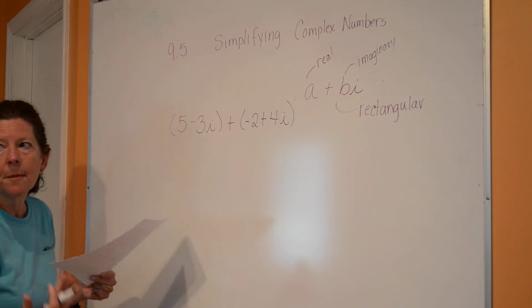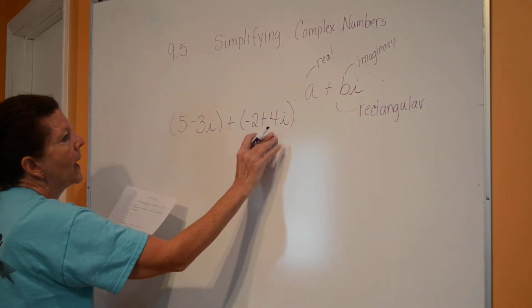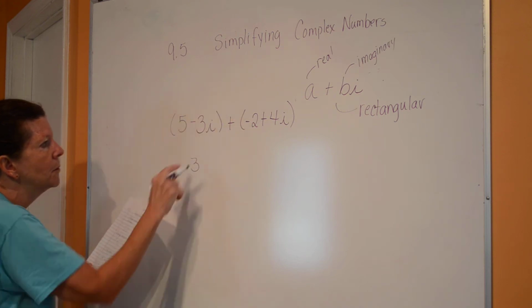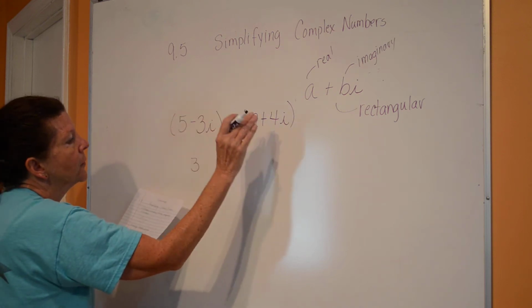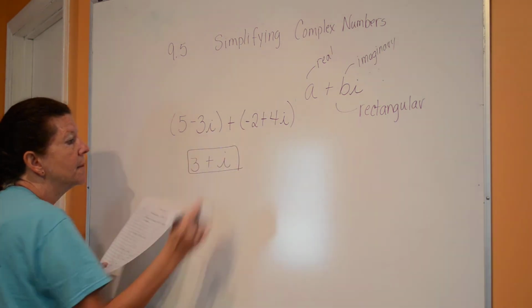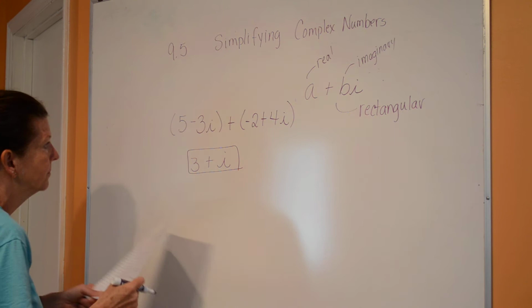Okay, what I'm doing is I'm adding the real parts together and I'm adding the imaginary parts together. So I have 5 plus -2, which is a 3, and -3i and 4i is going to give me just an i. So that's going to be my answer to that problem.